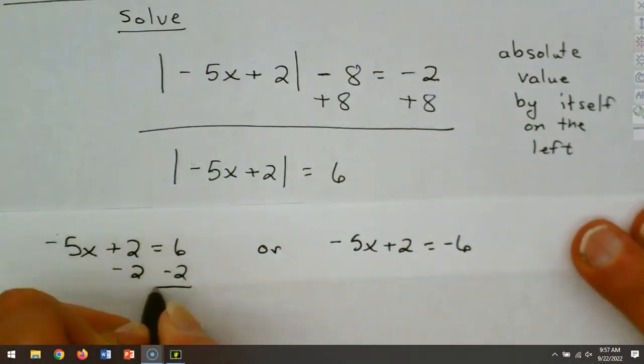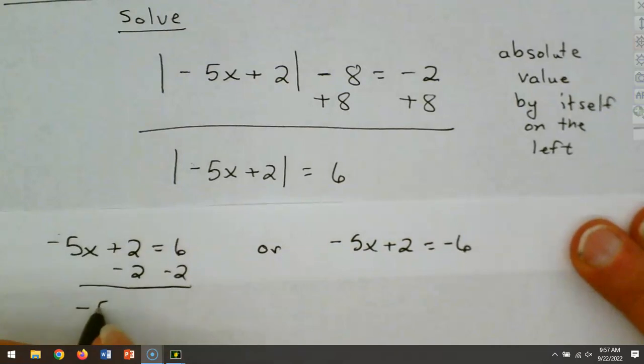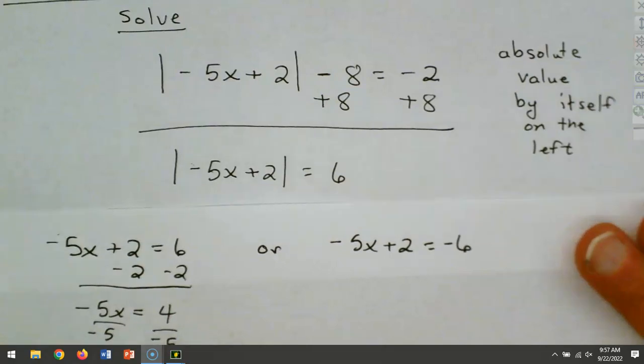So move the 2 over. So minus 5x now equals 4. Divide by your negative 5. And now we have x equals negative 4/5. So there's one solution.